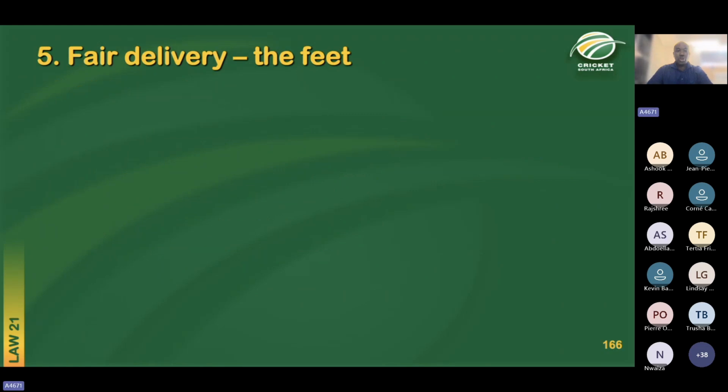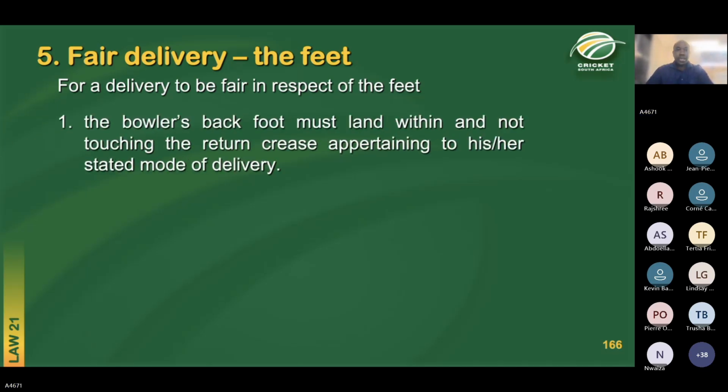Now we move on to another mode of no ball, and this is what we have to deal with every match. We need to watch the landing of the bowler's feet. There are 2 feet when the bowler bowls the ball. In their bowling action, we have the back foot that will land first, and then we'll have the front foot that will land second.